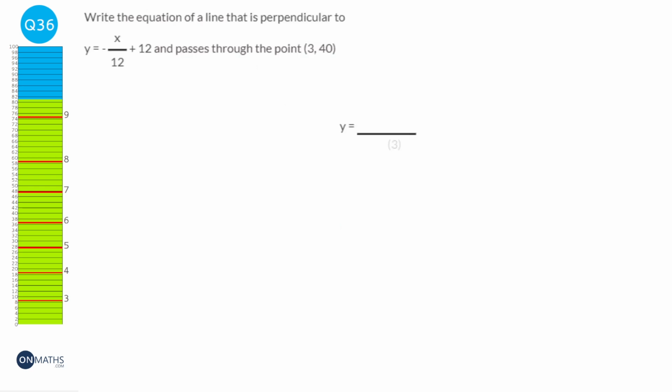We can write the equation of any linear graph as y equals mx plus c. So m is the gradient and c is the y-intercept. So we've got to find what the gradient and the y-intercept are. Well, I'm going to first of all try and figure out what the gradient is, because we're actually given some clues here. We're told that the line is perpendicular to the equation given. Now I'm going to rewrite this a little bit just to make it a bit clearer what the gradient of this is.